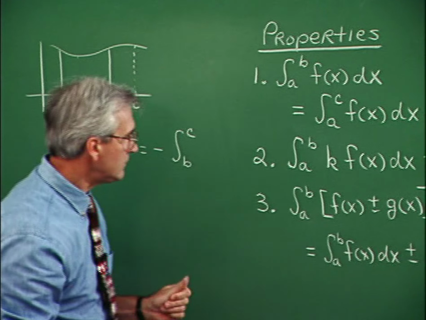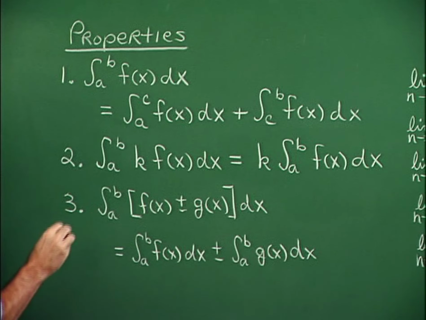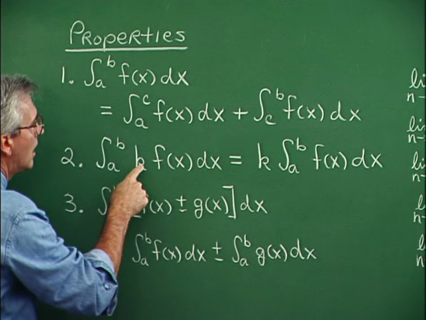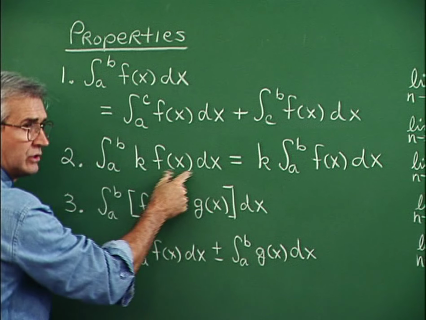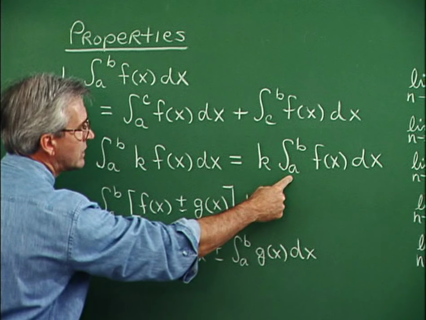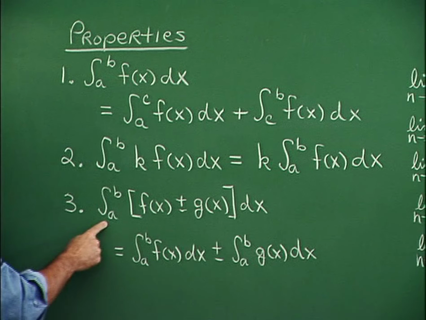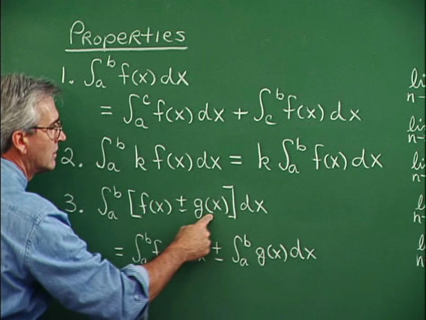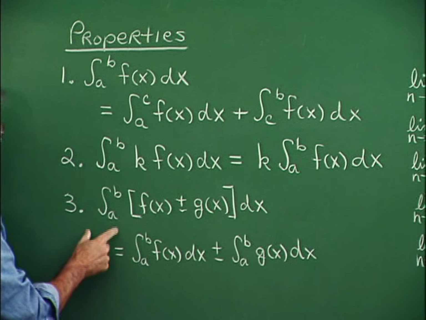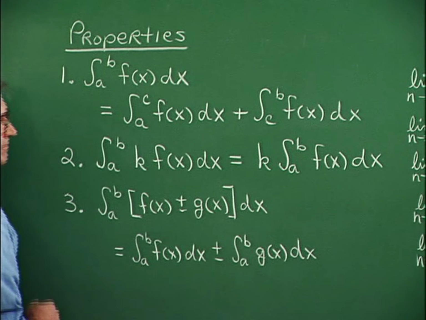Okay. Here are two other situations that come directly from the idea of summation. The integral of a constant times the function dx means that we can take the constant and write it outside of the integral notation. So it's the constant times the integral of f of x dx. And the other one is the integral of f of x plus or minus g of x dx. We can distribute the integration, so it's the integral of f of x dx plus or minus the integral of g of x dx.